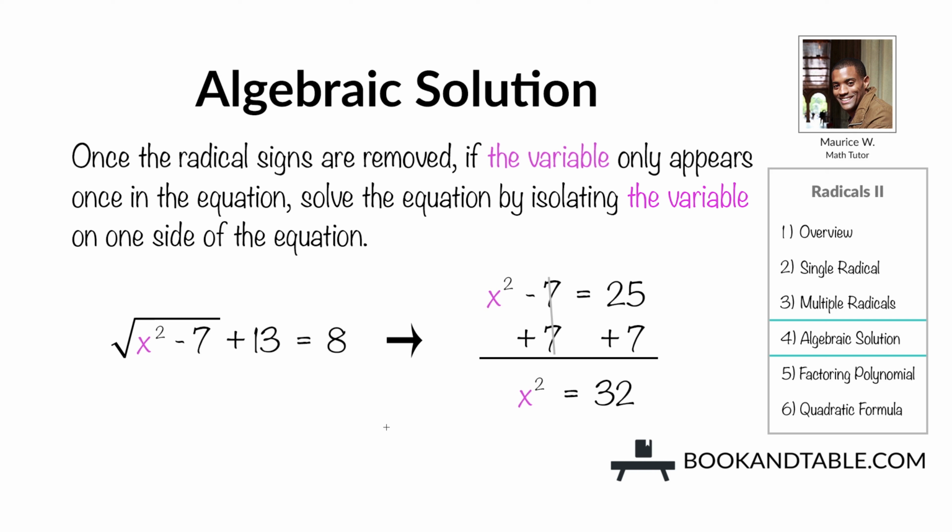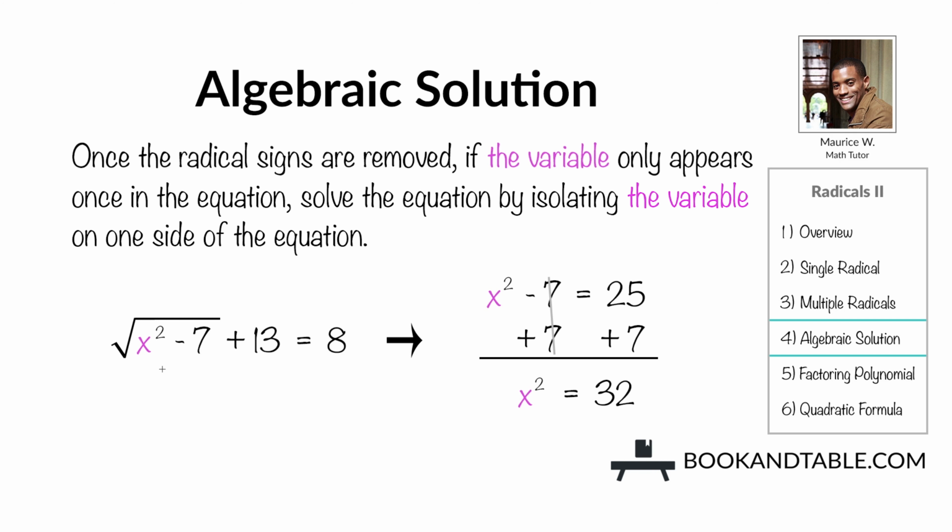So let's first discuss how to solve for the variable algebraically. To find the solution algebraically, once the radical signs are removed, if the variable only appears once in the equation, then solve the equation by isolating the variable on one side of the equation.